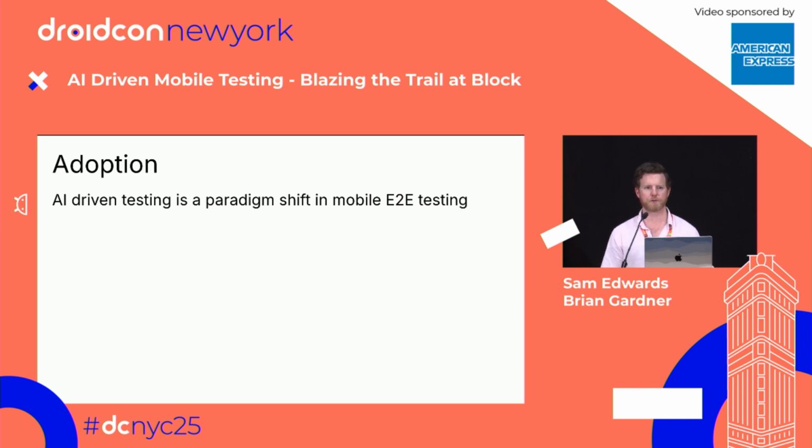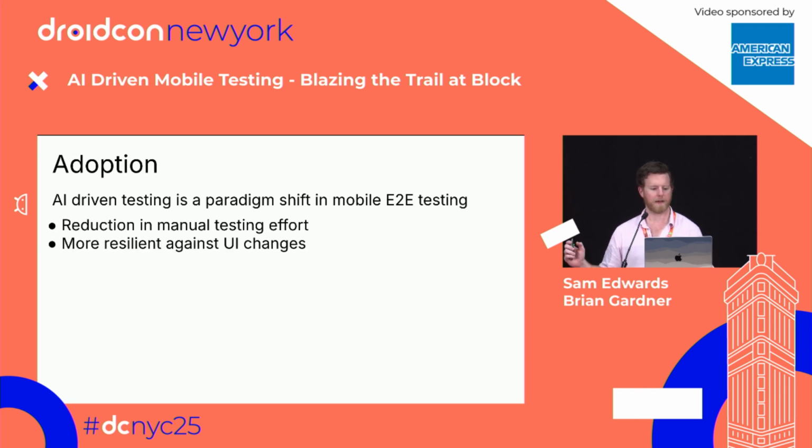If you've done any Android testing before, you know it's not great. It hasn't been great, so hopefully we can make it better. A huge reduction in manual testing effort here, as well as more resilience against UI testing changes. If you can define your test in really high-level concepts, then if your button text or the placement changes, your test shouldn't have to fail because of that.